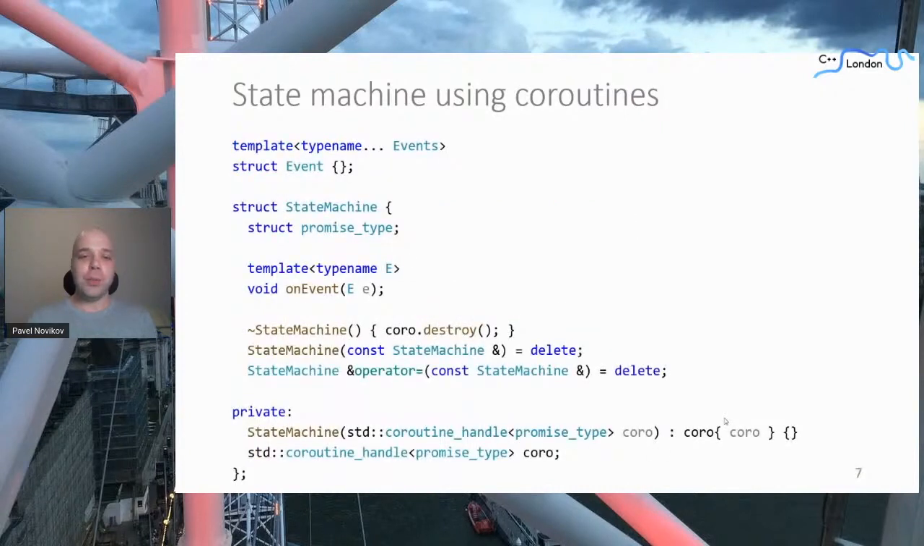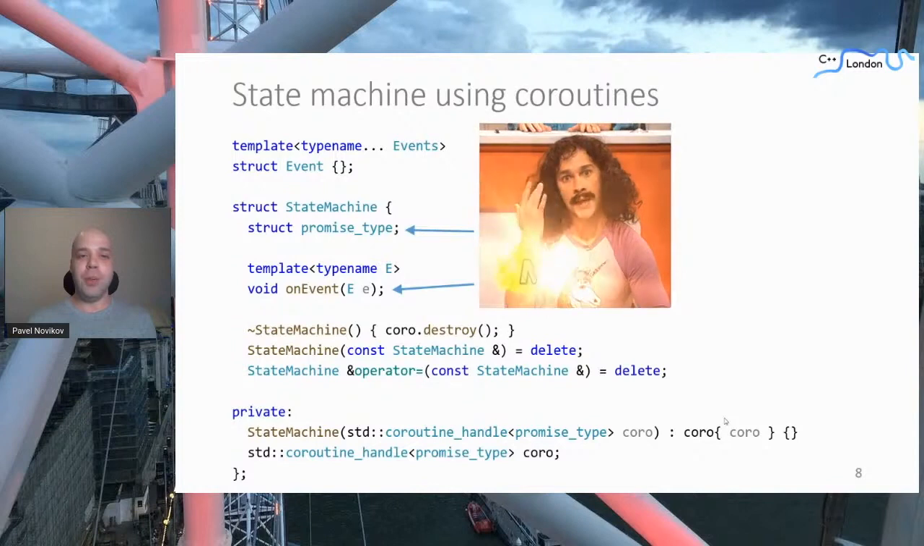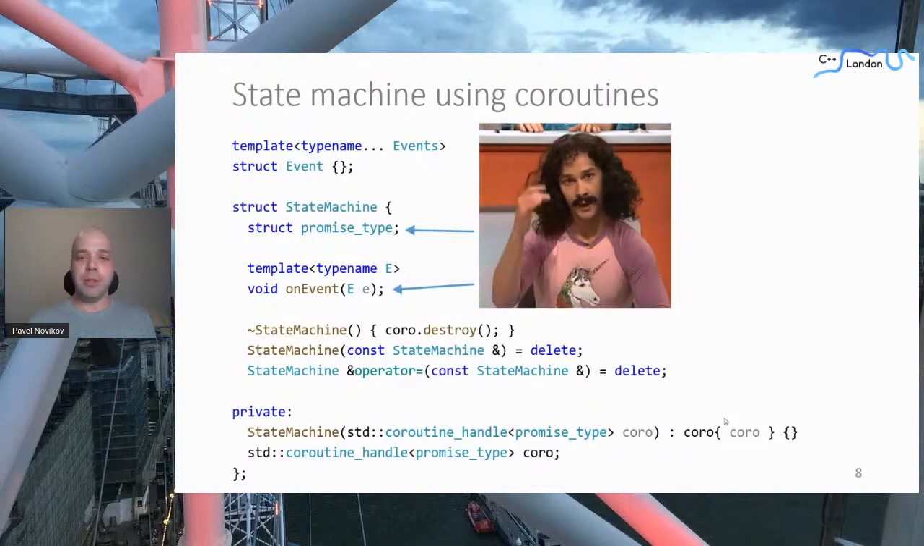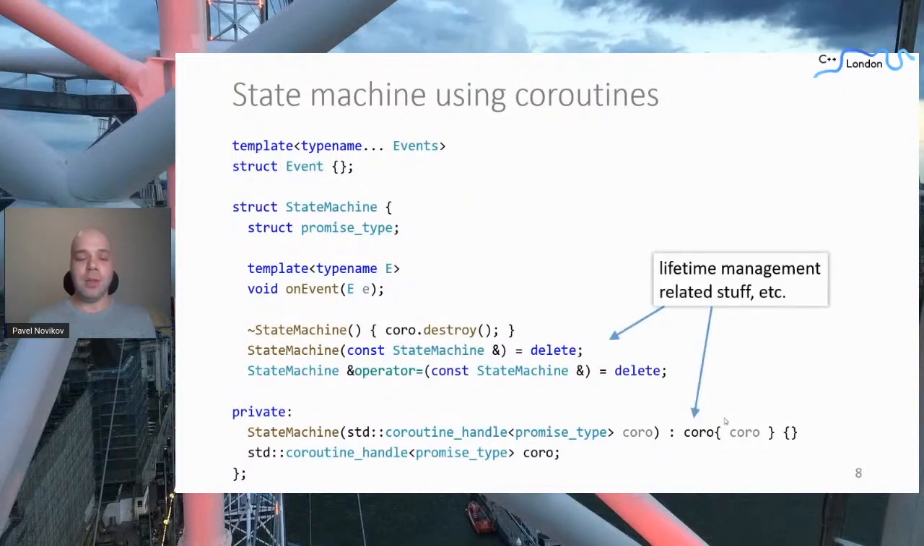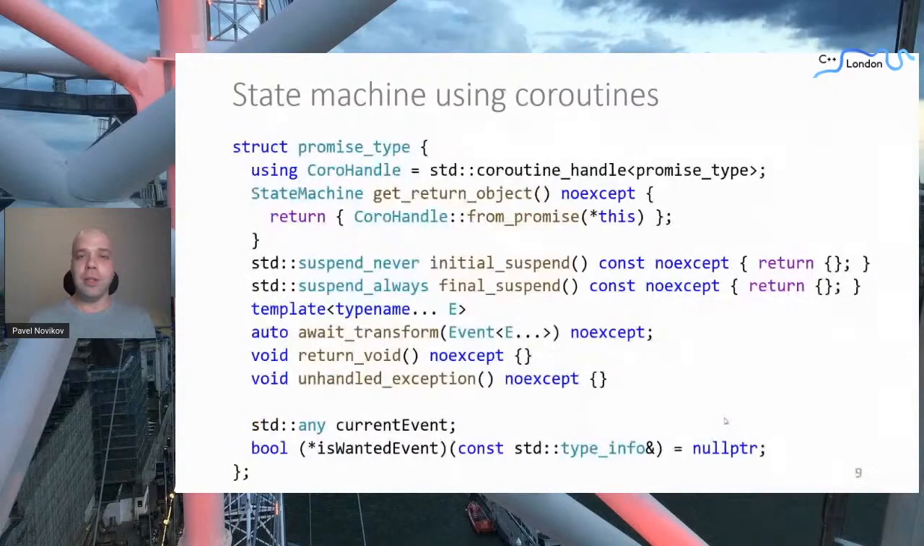And what we have to do to implement such features for our state machine. We have a type for listing events we are expecting. We have some magic, we will get to that a bit later, and we have some stuff that's related to lifetime management and whatnot. Okay, let's get to the magic.